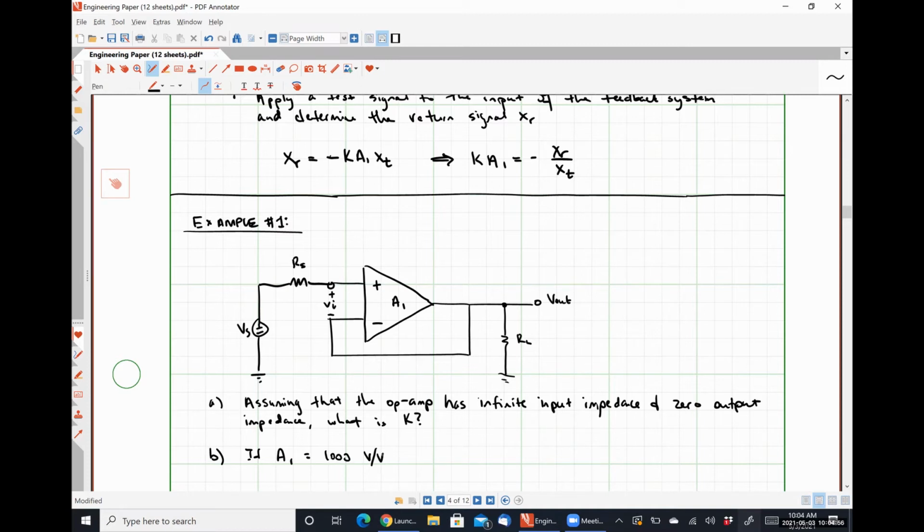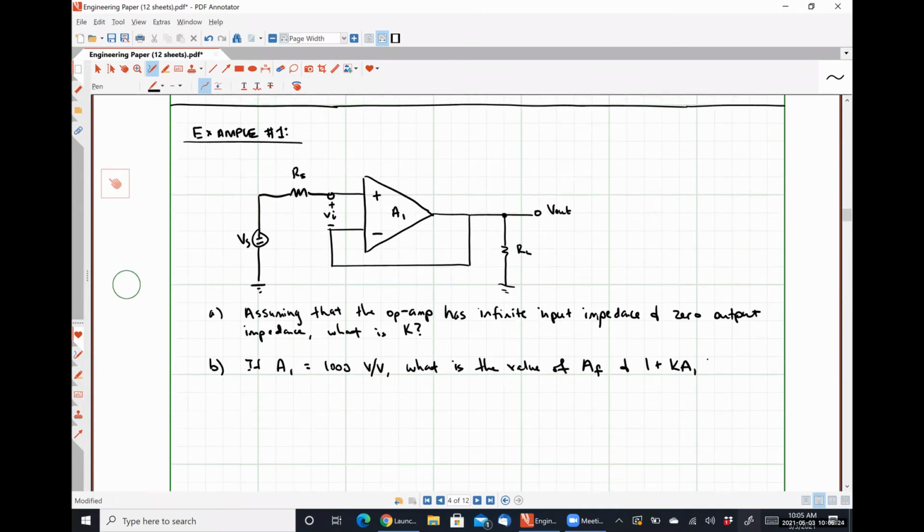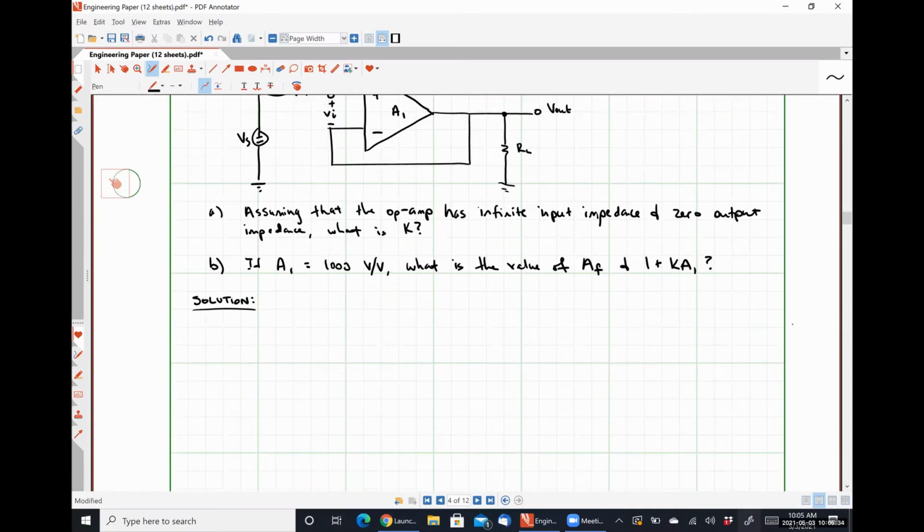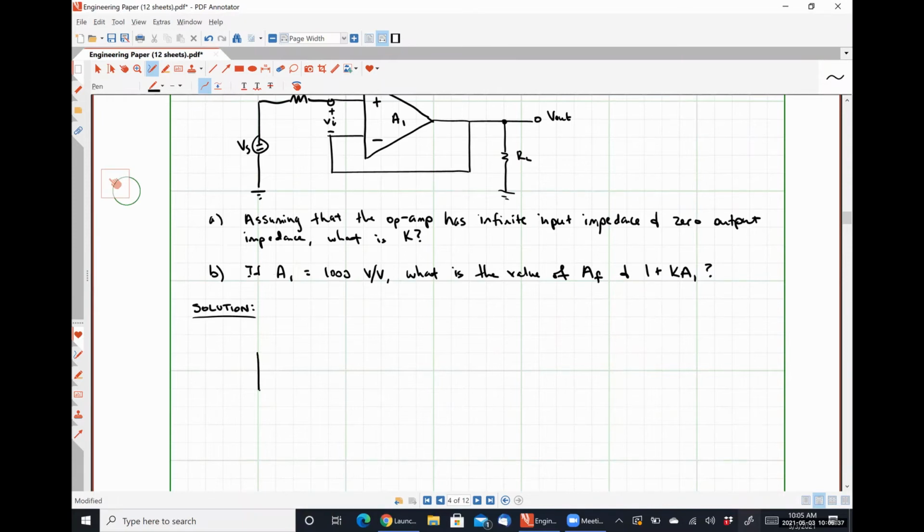per volt, which would be a very, very low value for the open loop gain of an op amp. What is the value of the closed loop voltage gain AF and the amount of feedback 1 plus K A1? All right. So using the practical op amp model, our system looks something like this.